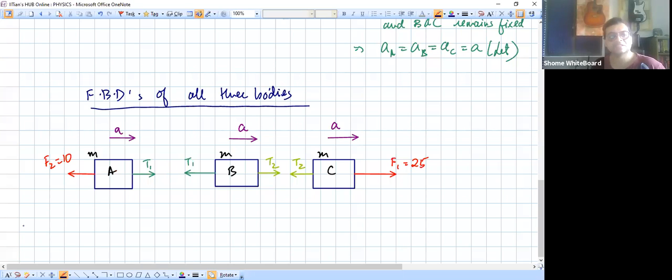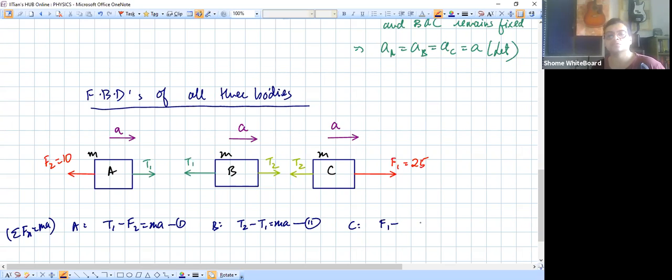So summation Fx is equal to ma. That is the equation for all of them. So for A, the equation will become T1 minus F2 is equal to ma. For B, the equation will become T2 minus T1 is equal to ma. Okay. And for C, as you can see, the equation will become F1 minus T2 is equal to ma. That's my third equation. So I have three equations and three variables. T1 is unknown, T2 is unknown, and acceleration is unknown, and I've got three equations.